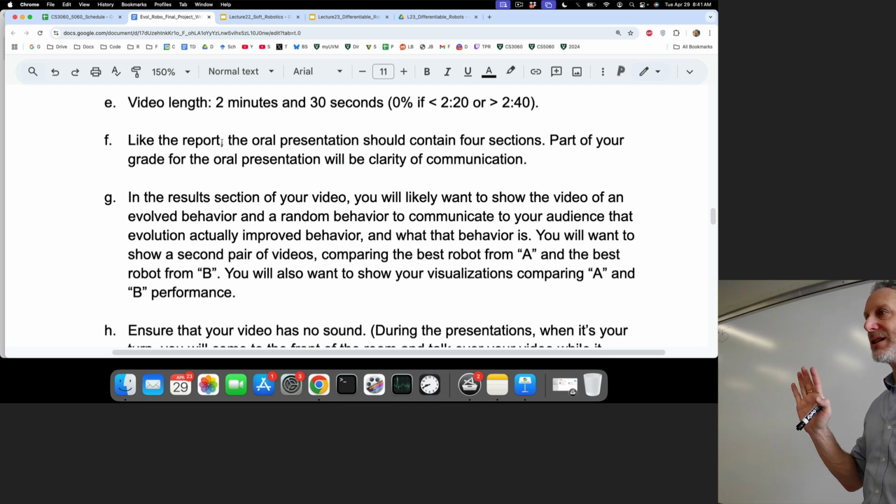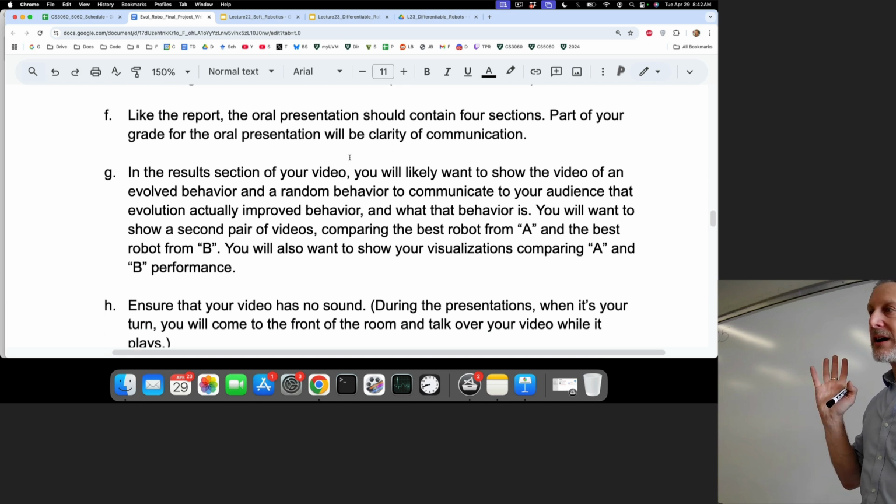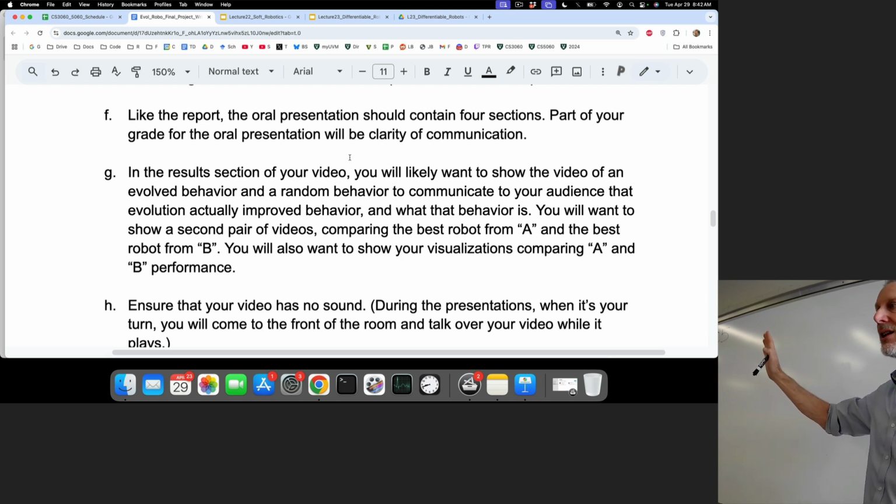Like the report, it's going to contain 4 separate sections. And part of your grade for the oral presentation will be clarity of communication. Just keep that in mind. You're going to have a short part of your oral presentation summarizing for us somehow what your project was, what you tackled, a little bit of implementation details, what exactly is A, what exactly is B.